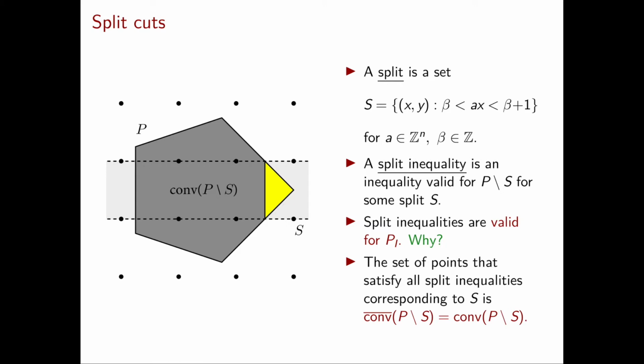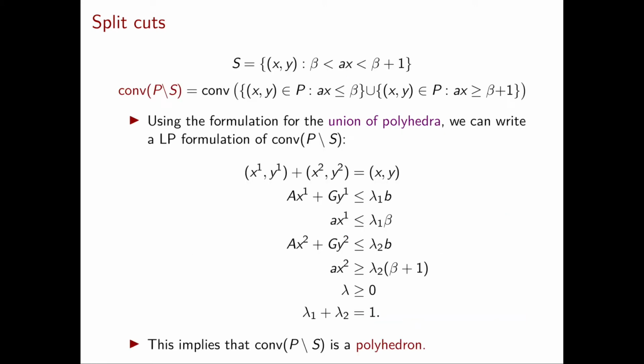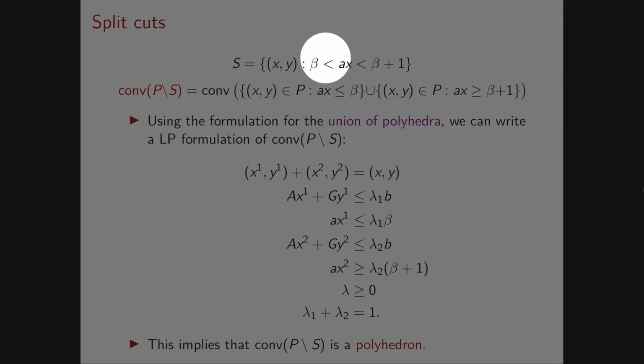And this brings us immediately to our next question. Can we write the convex hull of P minus S through linear inequalities? And the answer is yes. We can use Balas' union of polyhedra. Once again, here's our set capital S, and the set convex hull of P minus S is simply the convex hull of all the points in P on the one side of the split, so that satisfy Ax less than or equal to beta, union the points in P that are on the other side of the split, so that satisfy Ax greater than or equal to beta plus 1.